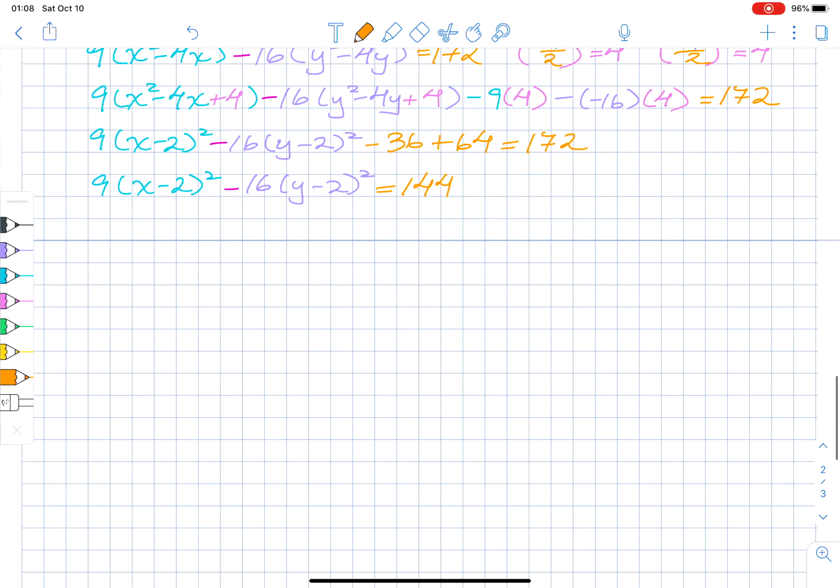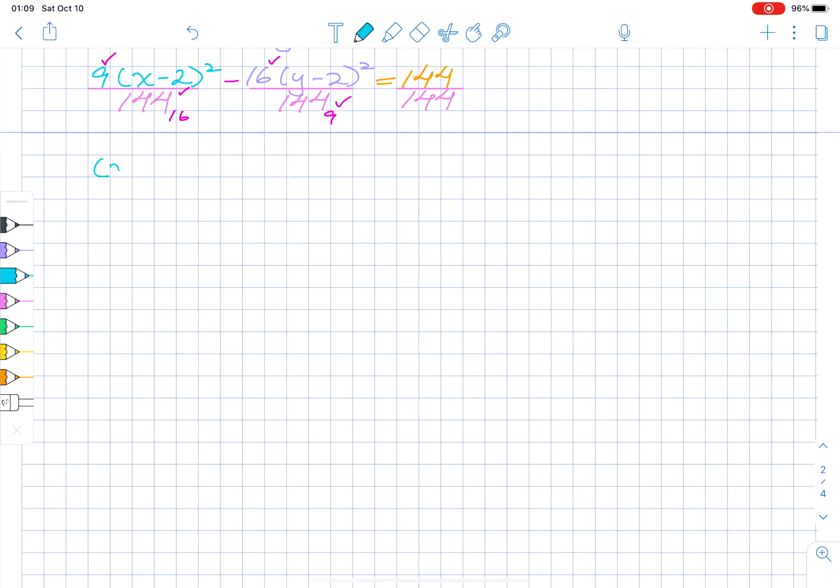So now, since we want to put it in standard form, we always set it to 1. So let's divide each term by 144. Okay, and I know that 9 goes into 144 16 times, and 16 goes into 144 9 times. So this now becomes quantity x minus 2 squared divided by 16 minus the quantity y minus 2 squared divided by 9 is equal to 1.